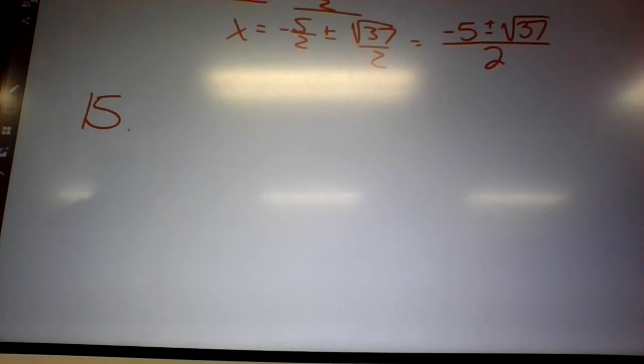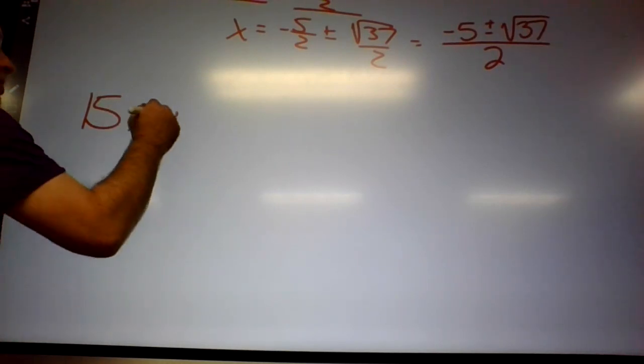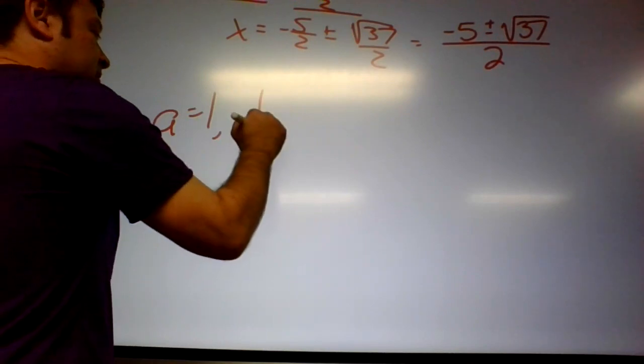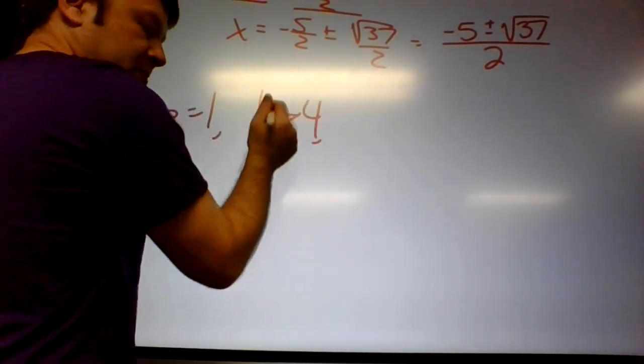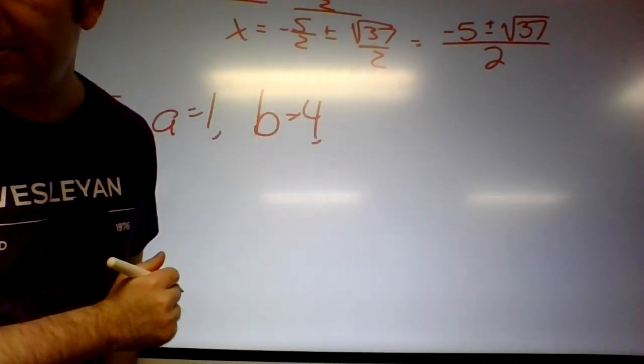You guys remember these? X squared plus 4x minus 1. I'm not going to write this one down. When you're doing the quadratic formula, you need to identify A, B, and C. Case, what would A, B, and C be on number 15? 1 is A, 4 is B, negative 1 is C. Right. No trick questions. A is 1, B is 4, C is negative 1.